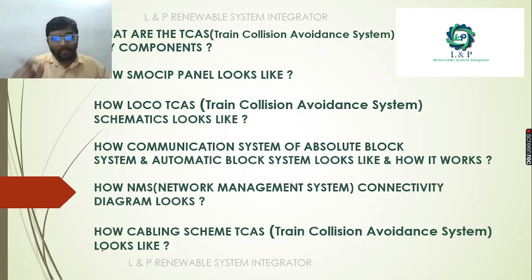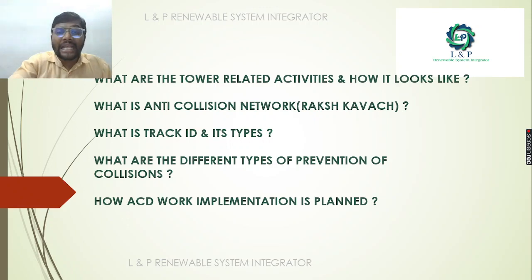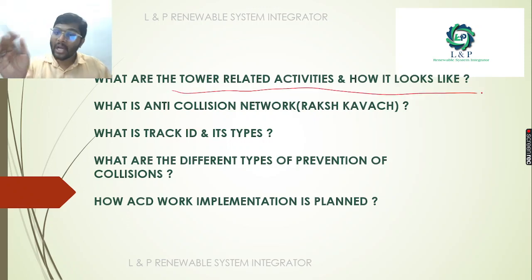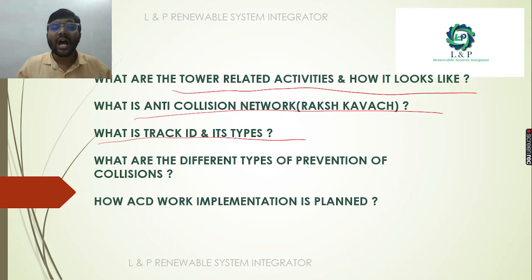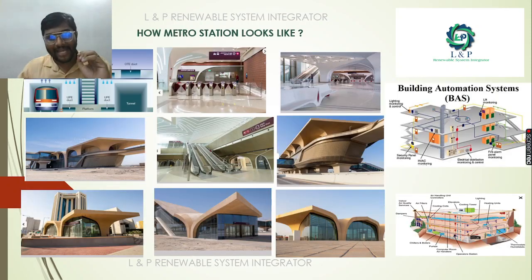How does the network management system connectivity diagram look, and how does the cabling scheme of a train collision avoidance system look, and what are the key related activities, and what is the anti-collision network, that is RAKSH KAVACH, and what is the track AD and its type, and what are the different types of prevention of collision, and how is the ACD work implementation planned, that is, anti-collision devices work implementation.